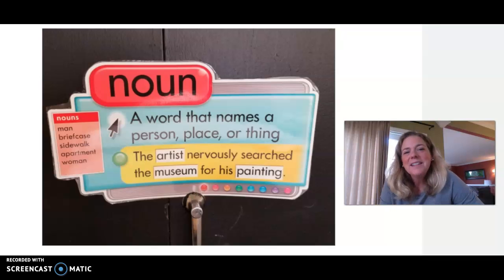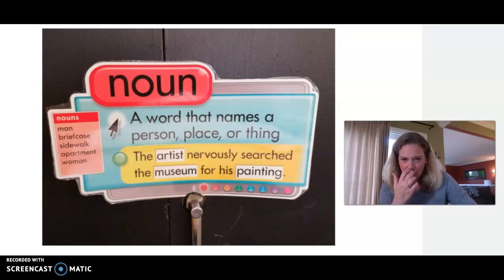Happy Monday! Today we're going to talk about adjectives and how we use adjectives to compare our nouns. But before we go ahead and get started talking about that, we're going to go ahead and review what we talked about last week about nouns, simple sentences, and adjectives.